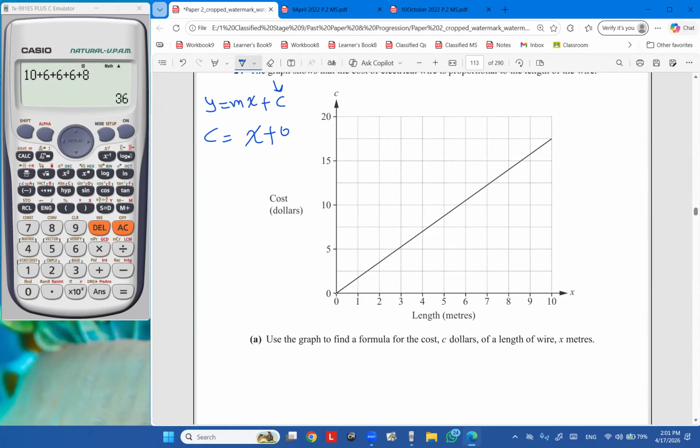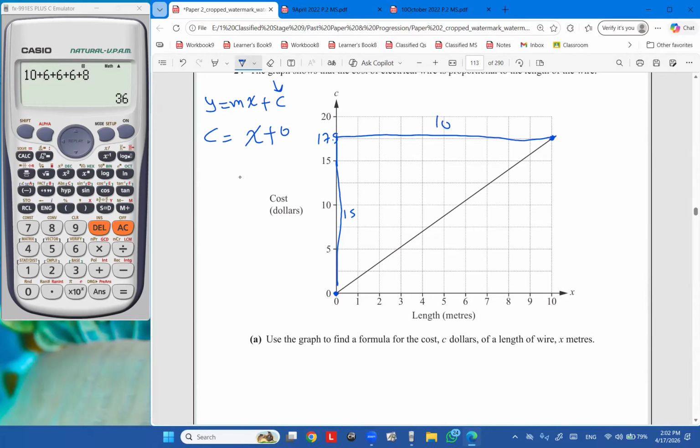What is the gradient? The gradient, Mr., is find the two stable points. I have this as a stable point. I don't have any other stable points except for this, right? So you take rise, which is 15. Here is the rise. Over run. Sorry, it is not 15. It is 17.5. Rise is 17.5.